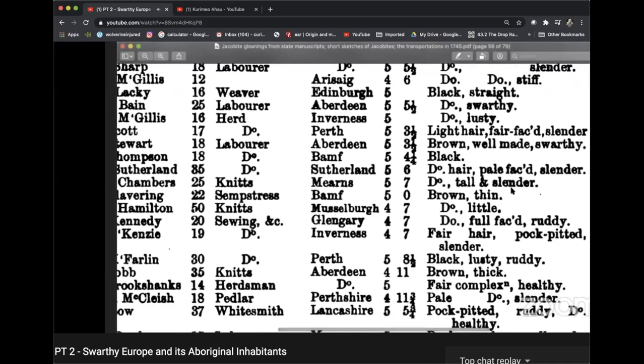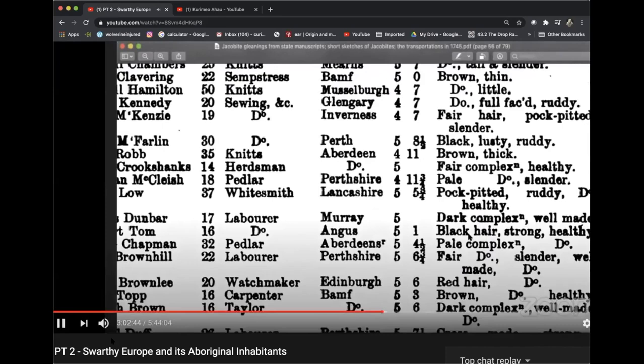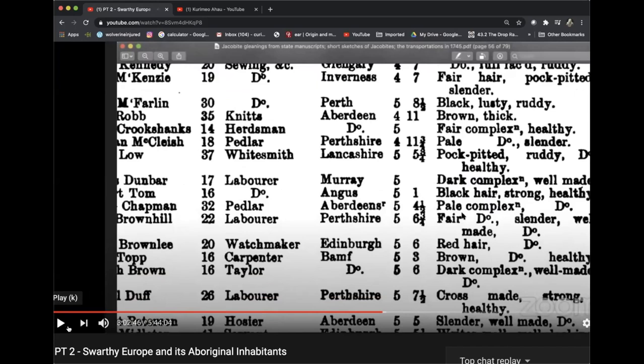Fair. Black, brown. Fair complexion. Pale. So when they're saying black, it doesn't mean white or fair or pale, because they tell you when someone is pale complexion. So Kurimeo's letting you know right there. Good looking out for that, man. You're trying to say black means white? Nah, right here they're using black for black, because when somebody's white or pale skinned, they put pale complexion or fair, as you see.